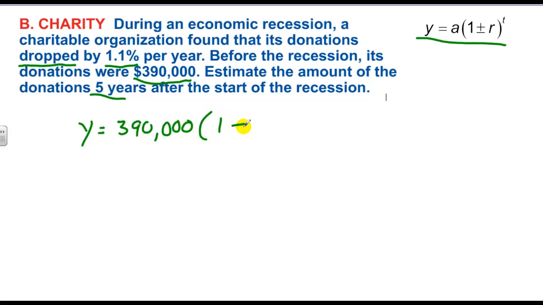1, and instead of plus we use minus this time. 1.1%, 0.011, raised to the, gives us 5 years, so we pop that in. It turns into a calculator problem, and we end up with a quantity of 369,016.74. So let's look at our next example.